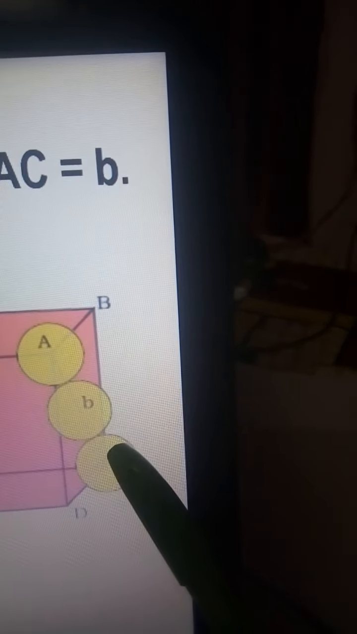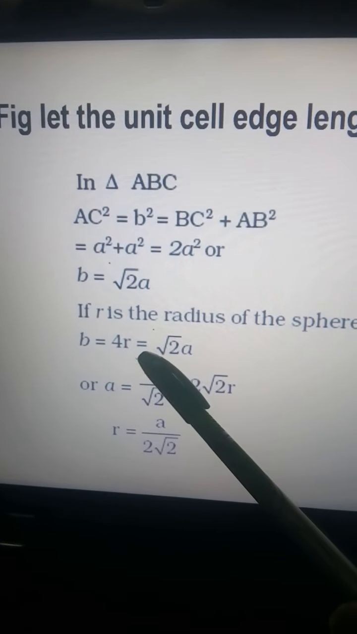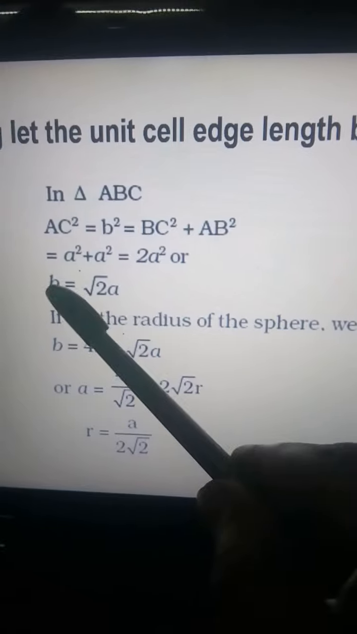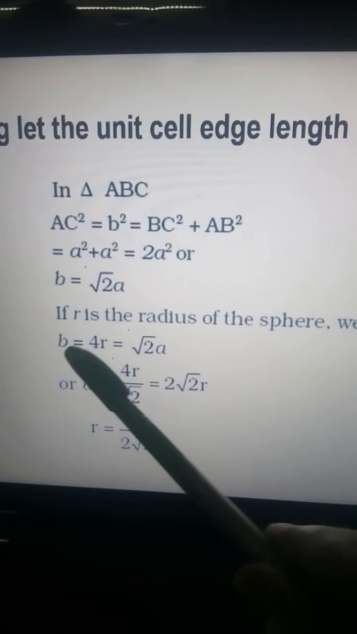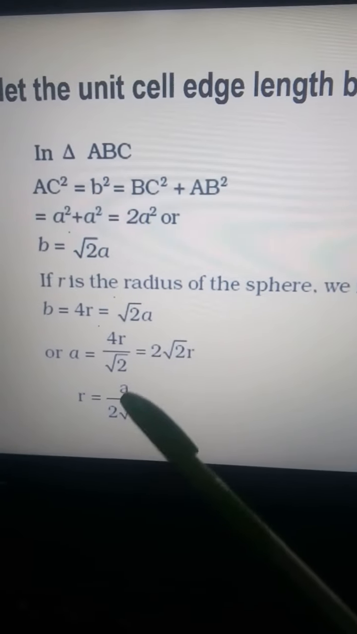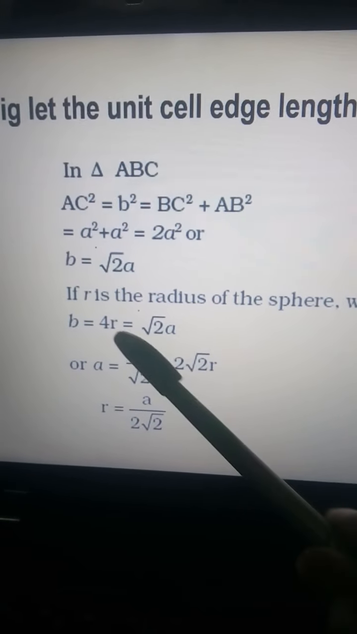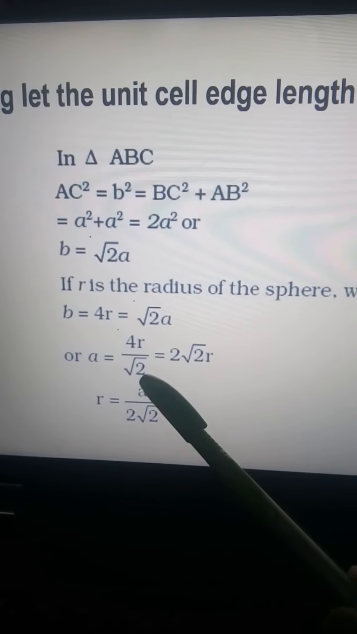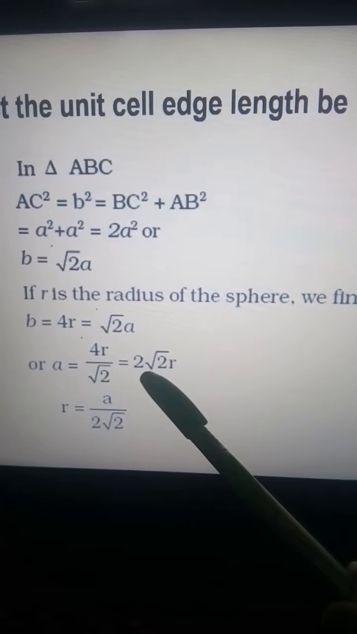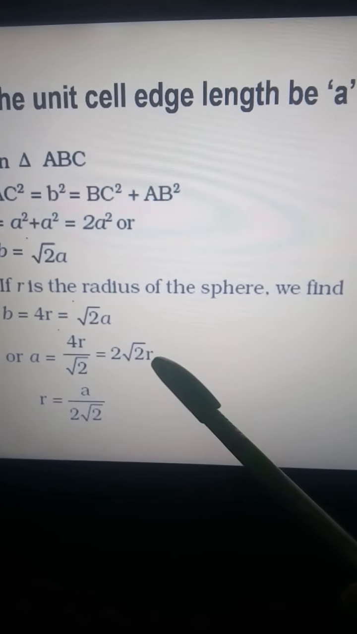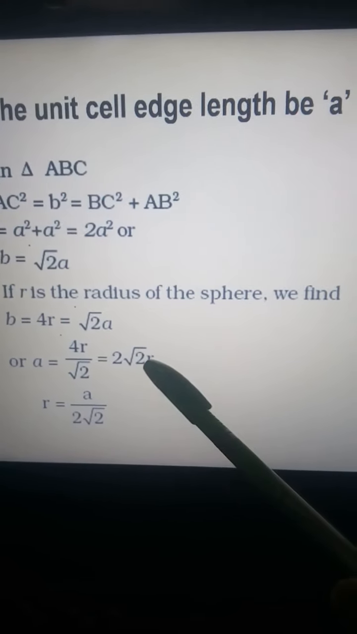So here you see that b is equal to 4r, which will be equal to root 2a. Why? Because b is equal to root 2a already. We have got that relation. Again b is equal to 4r, that means 4r is equal to root 2a. So a will be equal to 4r by root 2, that is equal to 2 root 2 r. 4 divided by root 2 means 2 root 2 times r.